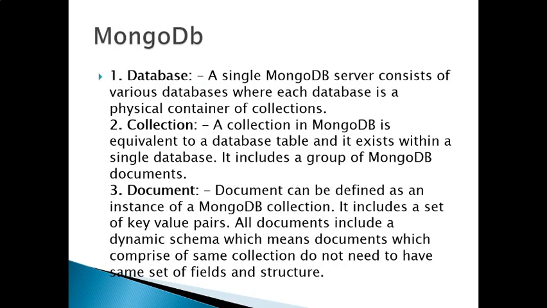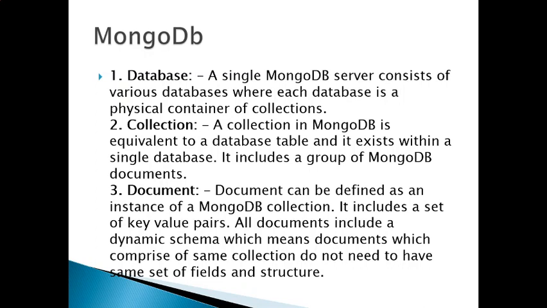It has three main terms: a database. A single MongoDB server consists of various databases where each database is a physical container of collections. So the concept of database is the same in relational DB or in MongoDB. A database means a set of different collections. What is a collection? A collection in MongoDB is equivalent to a database table and exists within a single database. It includes a group of MongoDB documents. So a collection is somewhat like a table in your relational DBs.